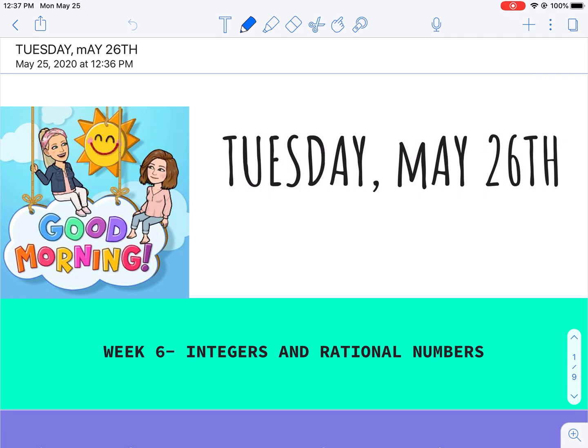Those are so important. This is not what Mrs. Bates and I are asking you to do. This is what the school, the district, is asking, okay? So you need to get those assessments in.